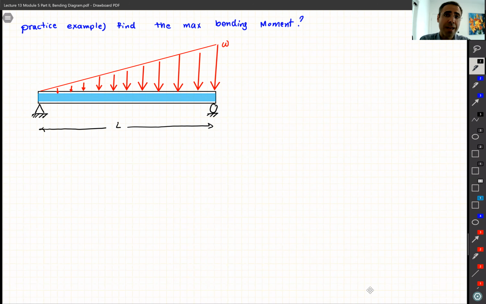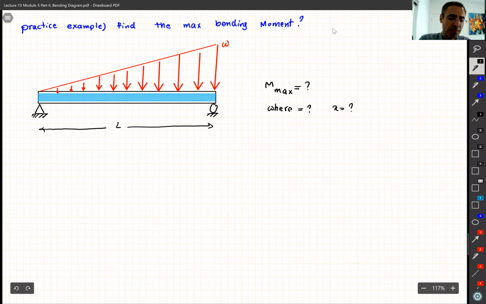So this is what we want to find out. We want to find out the maximum value of M, and also we want to find out where it happens. Like we want to find out X. Be careful, it's not this time in the middle, because unlike the previous one, you can guess there is more load toward the end of this beam. Try to do it on your own and then later compare with my solution.